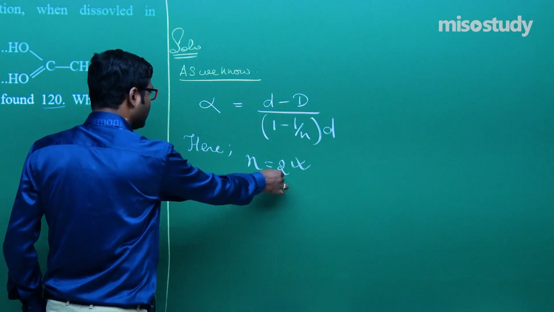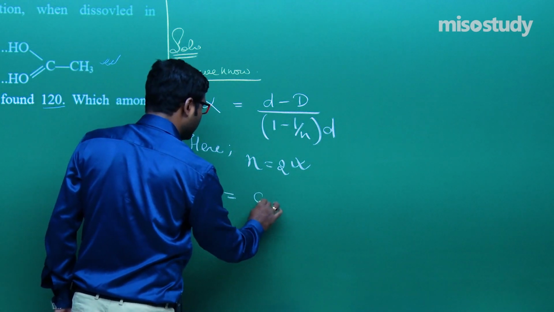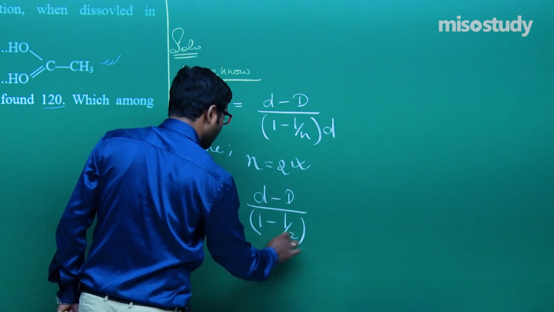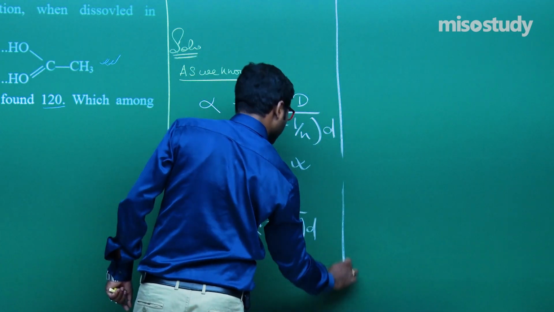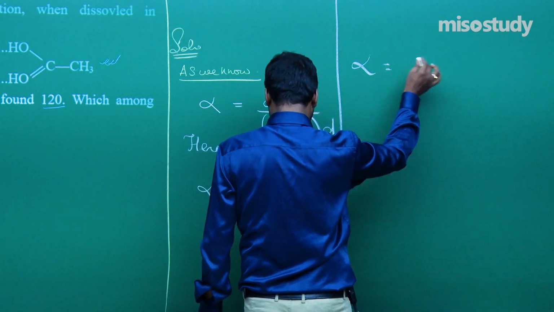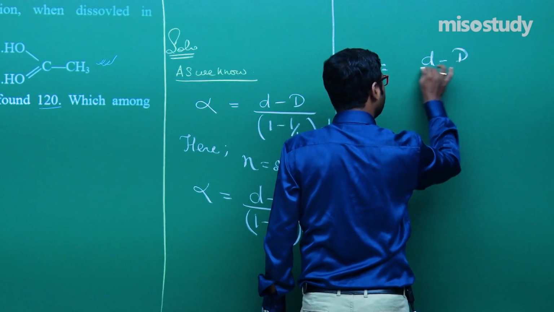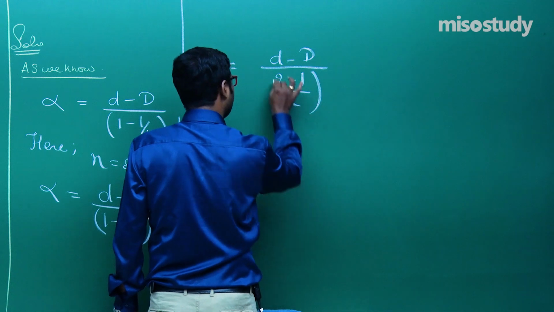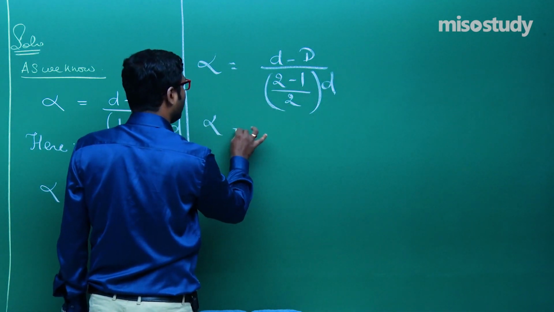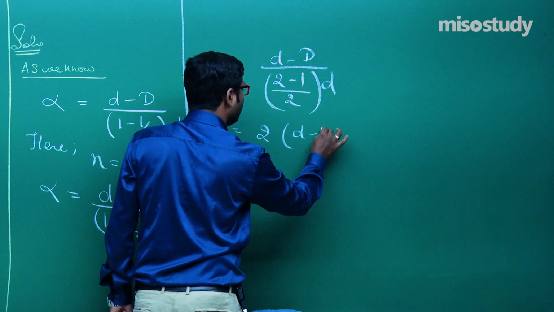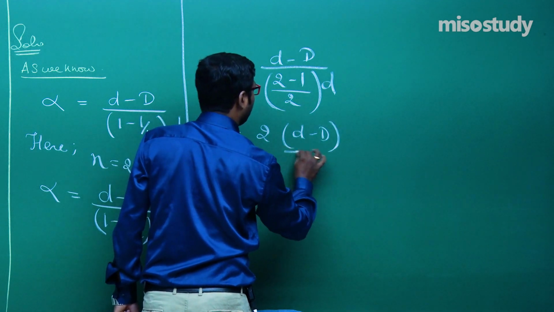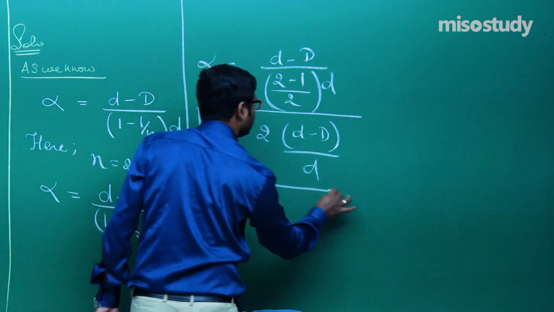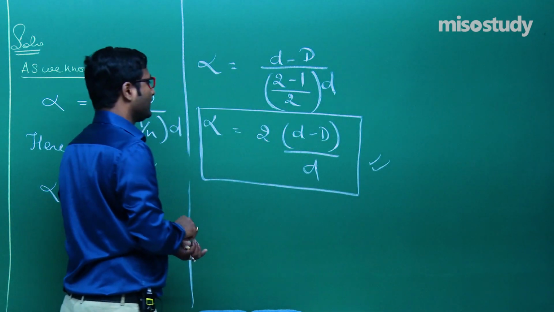Clear? Now put this value here. What will happen? Alpha is equal to (D minus d) upon (1 minus 1 by 2) into d. Clear? Now alpha is equal to (D minus d) upon (2 minus 1) divided by 2 into d. Then alpha is equal to 2(D minus d) upon d. This is the relation. Clear? This is the alpha.